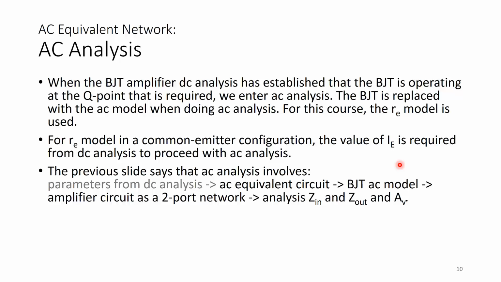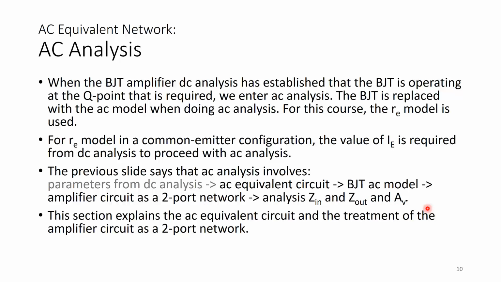So the previous slide, just before this content slide, says that AC analysis involves parameters from DC analysis, which here I have explained is going to be IE. You need to draw an AC equivalent circuit. You need to replace the BJT with the AC model, and you need to treat the whole amplifier as a two-port network for you to analyze Zin, Zout, and AV. So this section of AC equivalent network explains the AC equivalent circuit, how to draw it, and the treatment of the amplifier circuit as a two-port network.